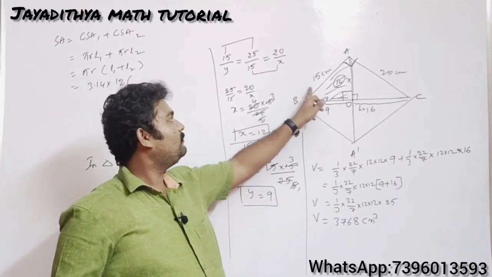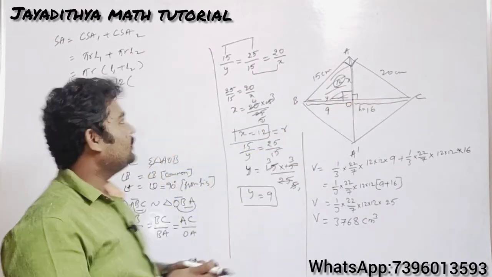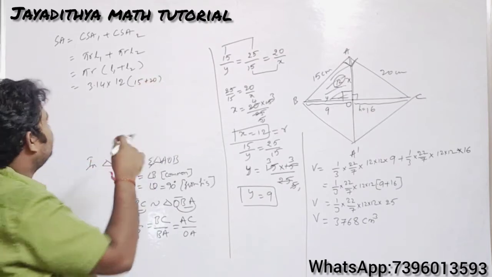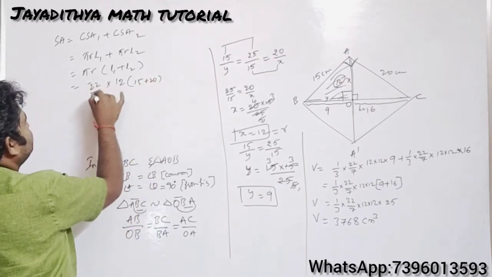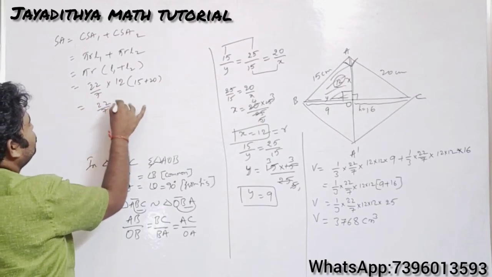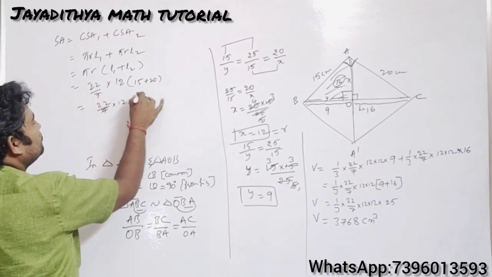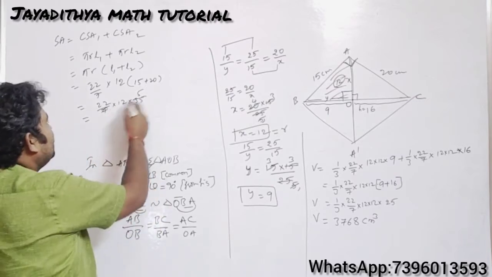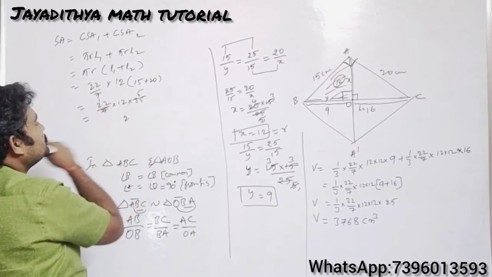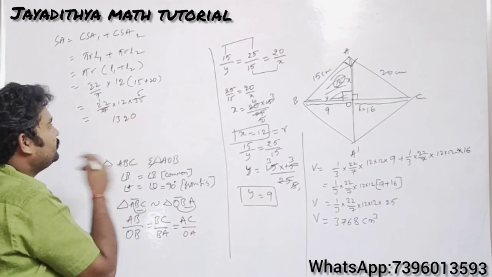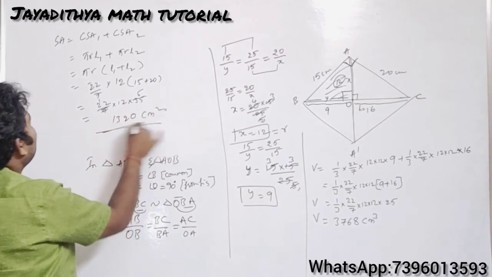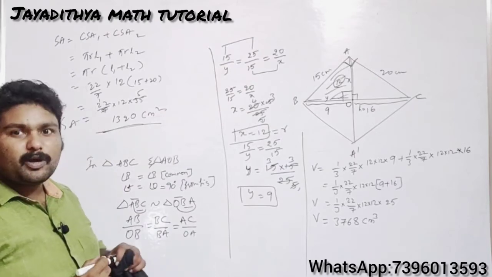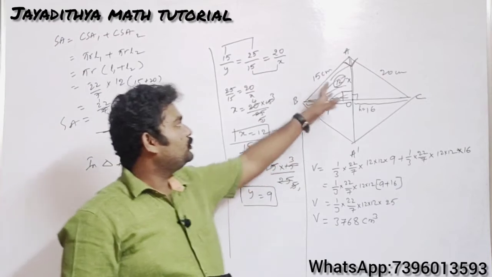In this cone the L will be 15, and in the second cone the L will be 20. So this is 15 plus 20. Right now 15 plus 20, or else you take here 22 by 7 only. So this is 22 by 7 into 12 into 35. 7 ones are 7, 5 sevens are 35, you simplify this one. 12 5s are how much? That is 60. 6 2s are 12, and again 6 2s are 12. 1320 centimeters square. So what will be the surface area here? 1320 centimeters square.